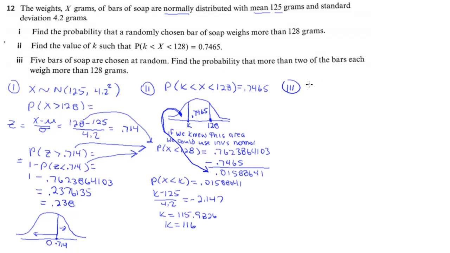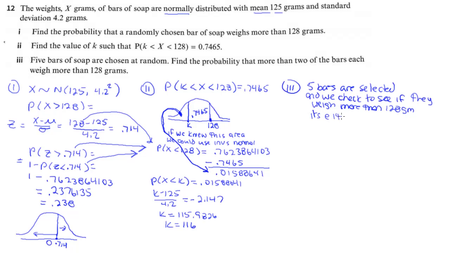Find the probability that more than 2 bars each weigh more than 128 grams. All right, they're switching gears on us. Notice the 5 bars. That's trials. We're looking at each bar and we're seeking to see whether it weighs more than 128 grams. It's either going to be yes or no. This is 2 possible outcomes. This is a binomial distribution.